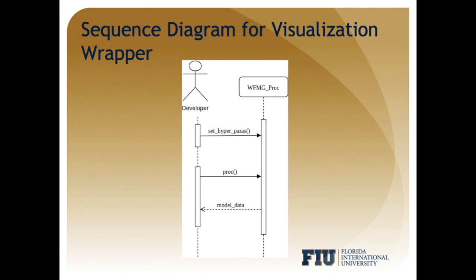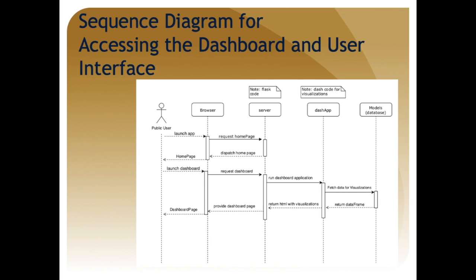In this sequence diagram, we can see that the developer can set hyperparameters for the classes that inherit from the WFMG procedure class. The developer can also call the procedure function, and this function will return data that will be used in the visualization module.